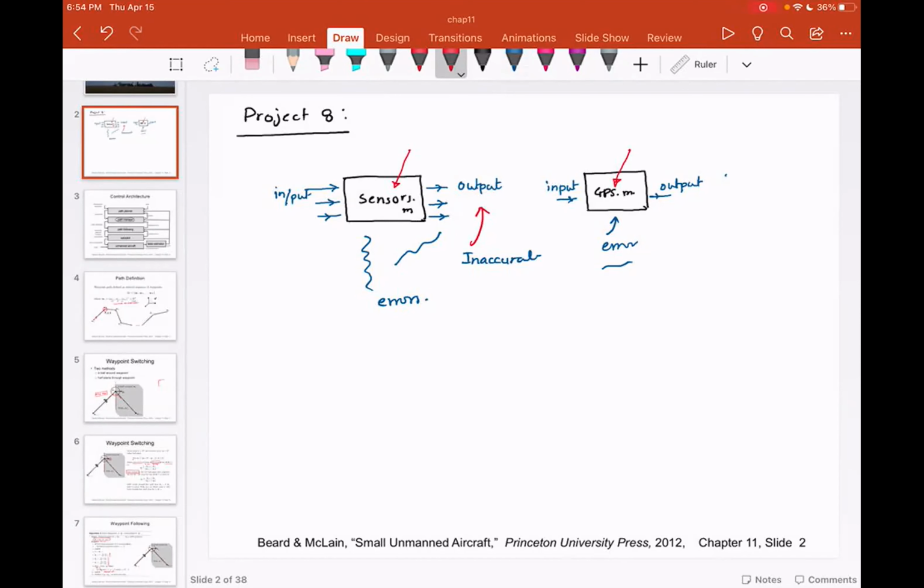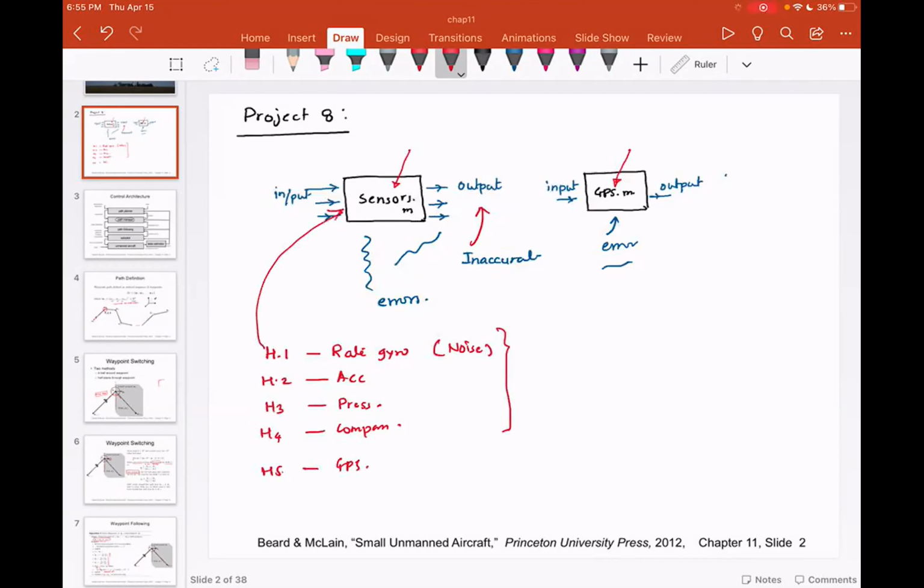If you look at Appendix H, all the sensor parameters are given. For example, H.1 gives you the parameters for the rate gyros. Similarly, H.2 gives you those for the accelerometer. It gives you sensitivity information. H.3 gives you the pressure sensor, H.4 gives you the compass, and H.5 is for GPS. So what you need to do is implement H.1 to H.4 into sensors.m and H.5 into GPS.m.